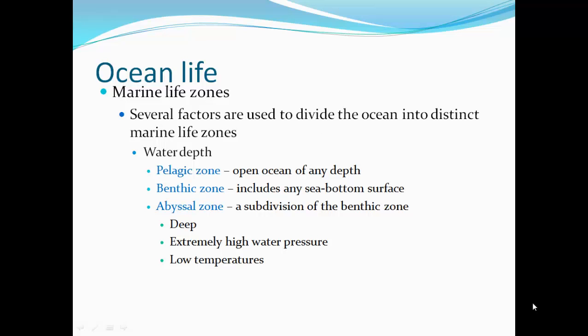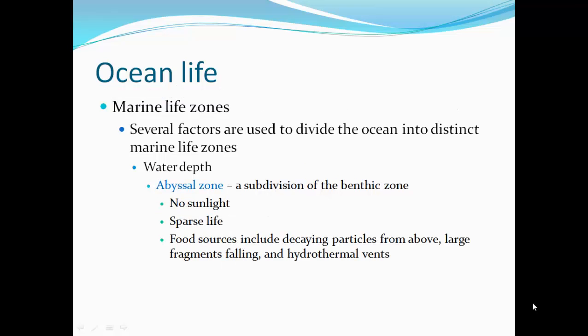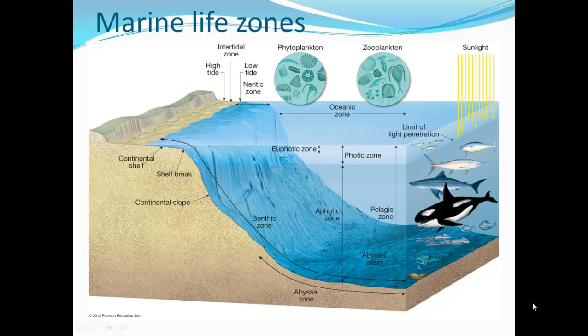The third part of our classification, before we finally get to a diagram, is water depth. The pelagic zone is open ocean of any depth. The benthic zone includes any sea bottom surface. The abyssal zone is a subdivision of the benthic zone. It's deep, with extremely high pressure and low temperatures. The abyssal zone has no sunlight and sparse life. Food sources include decaying particles from above, large fragments falling, and hydrothermal vents.